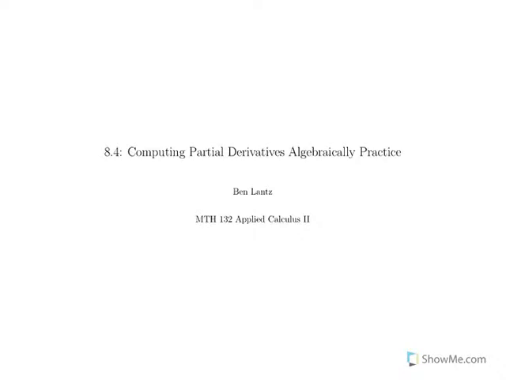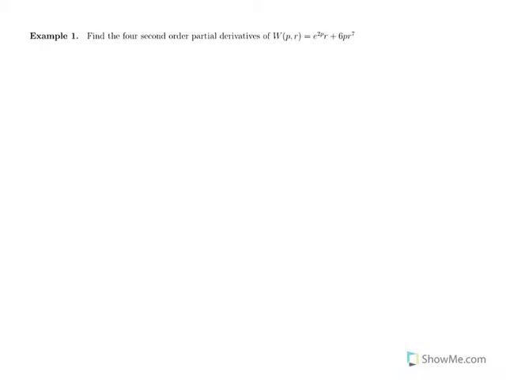In this video, we're going to look at some more examples about computing partial derivatives algebraically. So the first example: find the four second-order partial derivatives of the function W(p, r) equals e to the 2p times r plus 6p r to the seventh. This is just a more complicated function of two variables. We're going to deal with it in the same way we did in the previous video.